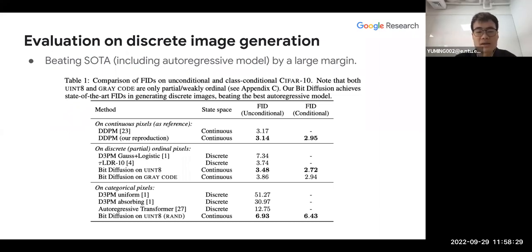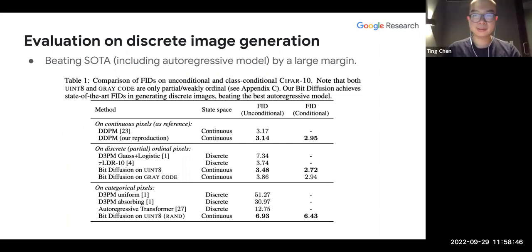Yeah, I see. Thanks for your answer. I think maybe it is promising to use this method to do the VQVAE based diffusion model. I think we can have a try. Yeah, thank you for your answer. You're welcome. I don't have other questions.